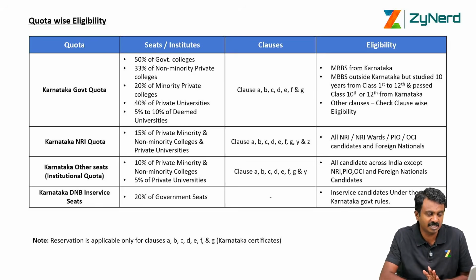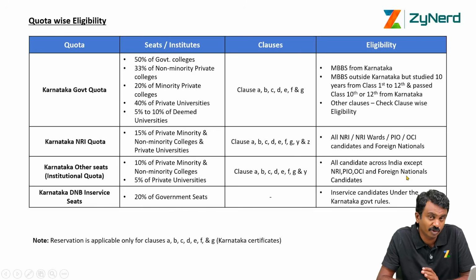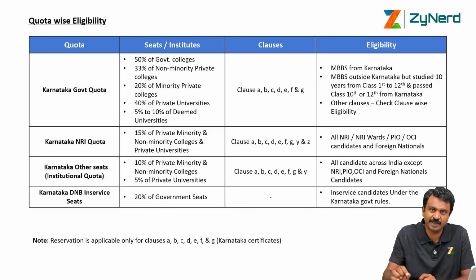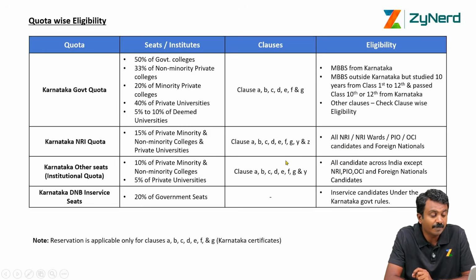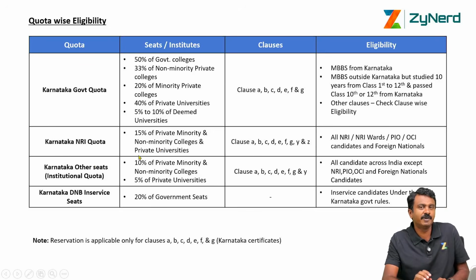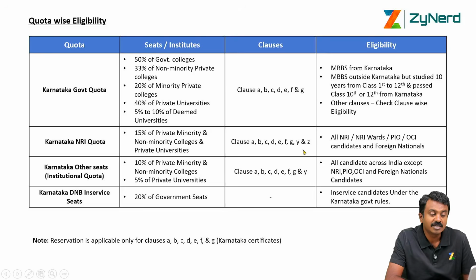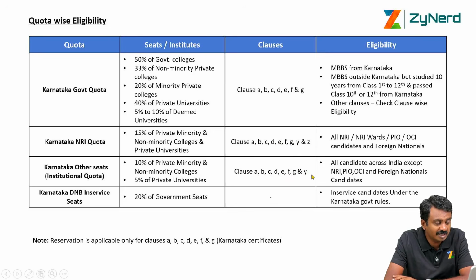Everybody across India is eligible, all candidates except for those who have applied as NRI, PIO, OCI and foreign nationals. Note that if you go in and say I am NRI, I am OCI, I am PIO, I am foreign national, you will come under clause Z, but you will not be eligible for other seats. You will be eligible for NRI quota exclusively. Exclusively in the sense only for NRI quota you will be eligible. Others will also be eligible for NRI quota. Other seats which come under institutional quota or Q or M and G, you will not be eligible for.